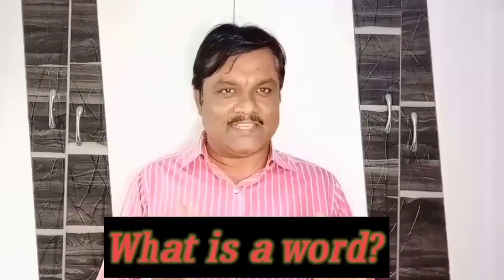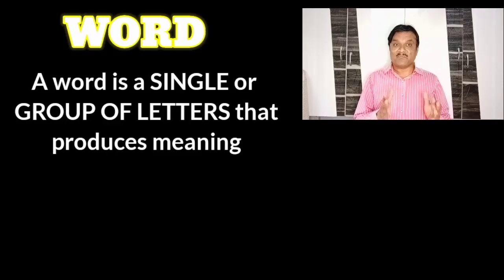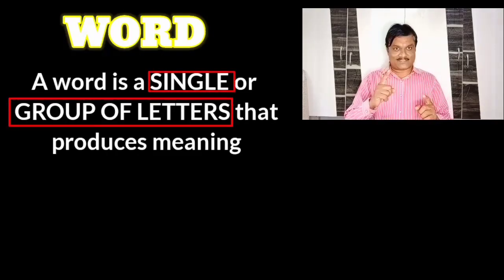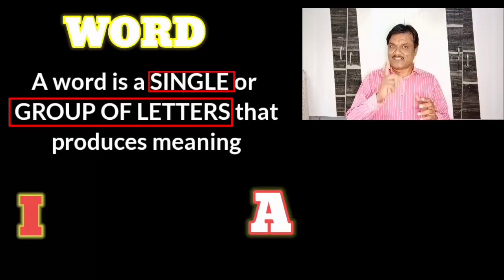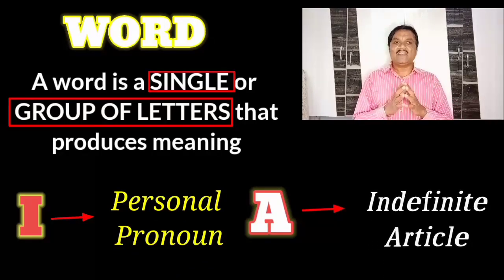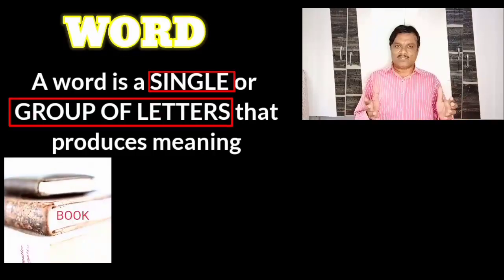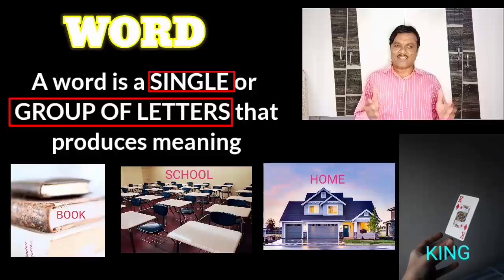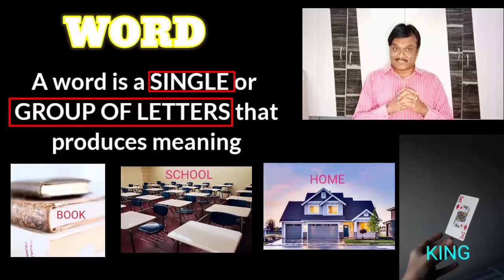Now let's come to the second component of the sentence, which is, what is a word? A word is a single or group of letters that produces meaning. Well friends, we have I and A as two single-lettered words in English, of which I stands for a personal pronoun and A is an indefinite article. Here we have some multi-lettered words. For instance, book, school, home, king, and many more. So, a word is a single or group of letters that produces particular meaning.